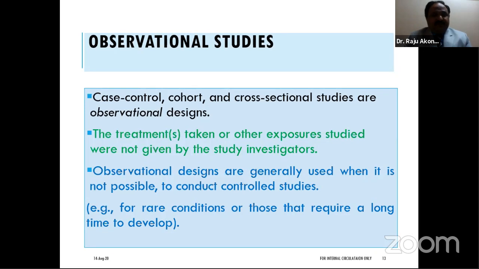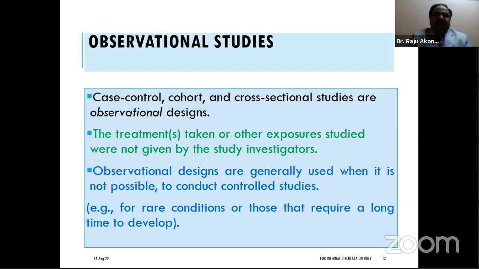When it comes to evaluation of clinical research, you don't consider them on par with the experimental studies. Now, what are the examples of observational studies we have? Case control, cohort, cross-sectional studies. These are observational study designs. The treatment taken or other exposures studied were not given by the study investigators.